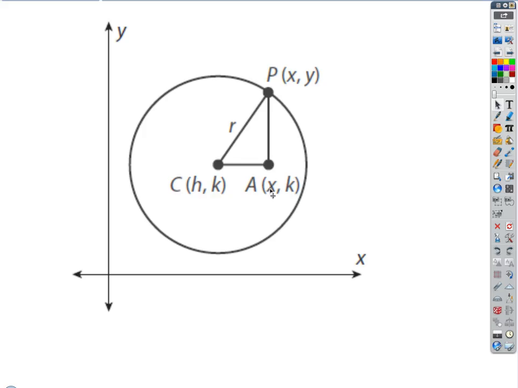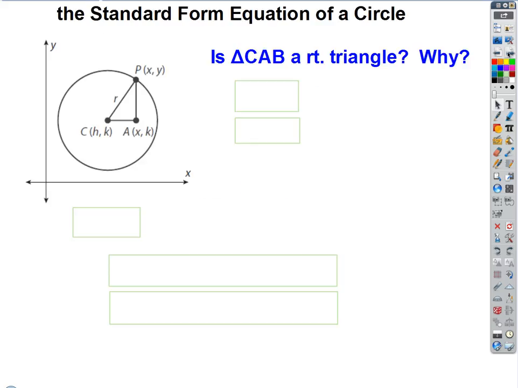Agreed? Compare the coordinates of points A and P. The x coordinates are the same, right? And so they have to be vertically aligned. And so by definition, horizontal and vertical are at right angles, aren't they? So that's a right triangle. Okay, so if that's true, then what can you tell me about these two distances? How would you describe the distance between C and A and P and A? What would they be?